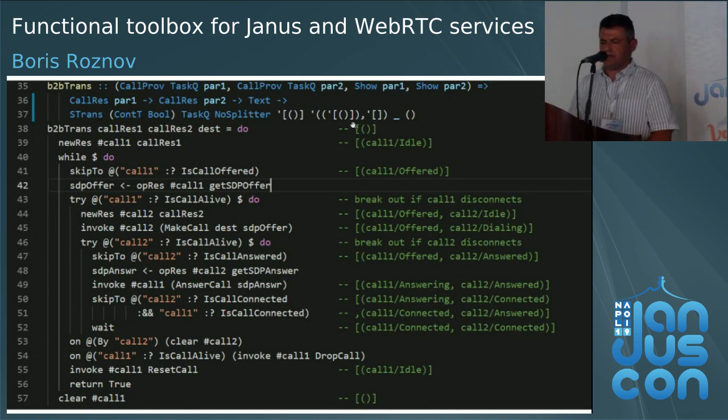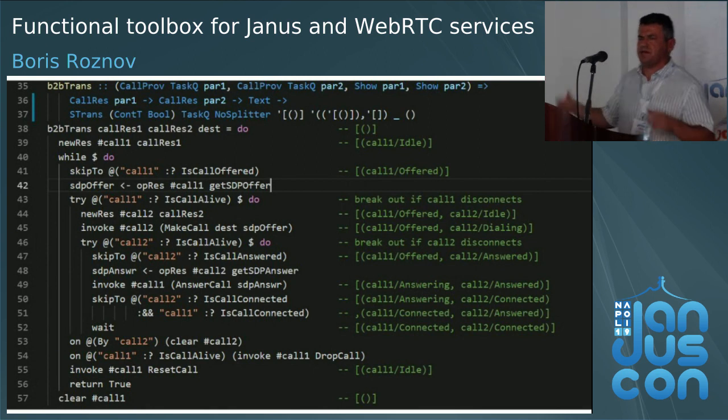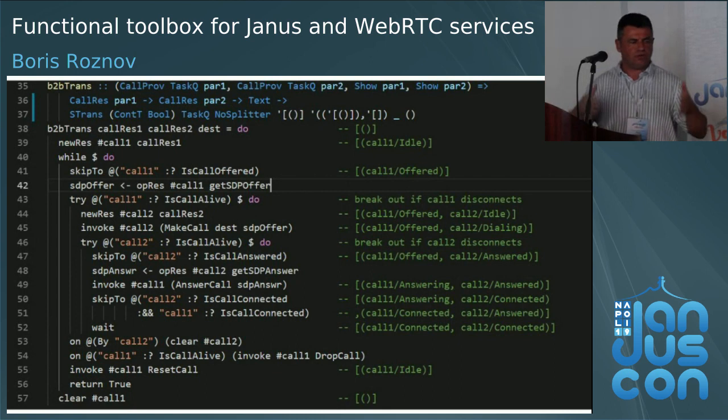So in this case, we start with no resources. Basically, in order to be executable, your program should always start with no resources and end with no resources. So basically all resources eventually should be released. So we start with creating a new resource, which is call 1, which will be an incoming call.